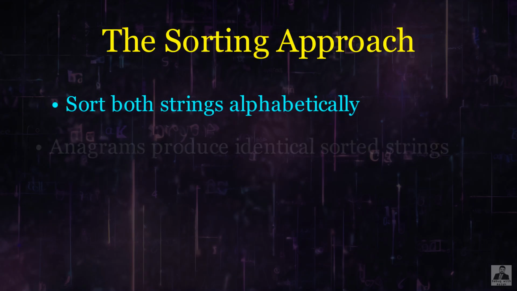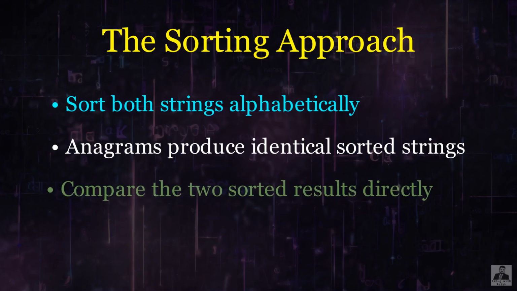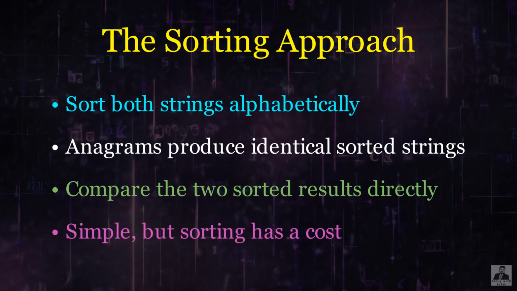If you sort both strings alphabetically, two anagrams will always produce the exact same sorted result, since they contain the same letters, just rearranged. It is a clean two-line solution. The catch is that sorting is not free, and on longer strings that cost starts to matter.